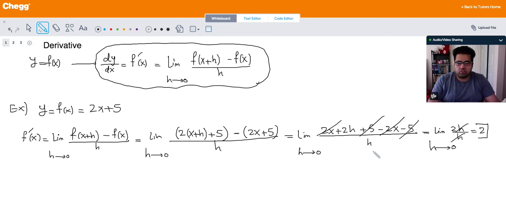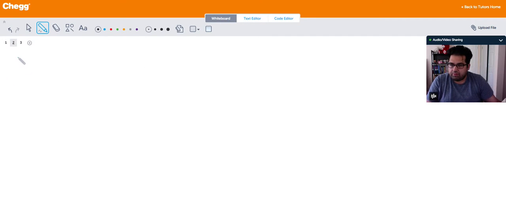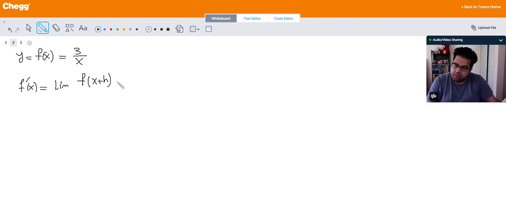So let's do a little bit more complicated example. Let's consider y equals f of x equals 3 over x, and I'm looking for the derivative of this function. So f prime of x is equal to the limit of f of x plus h minus f of x all over h as h goes to 0.